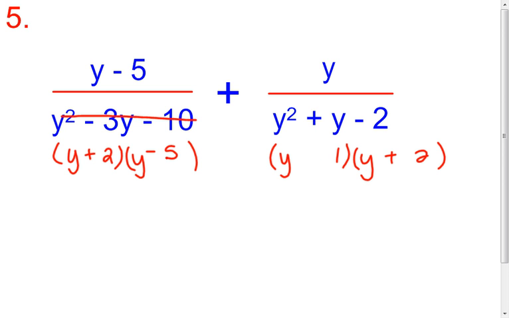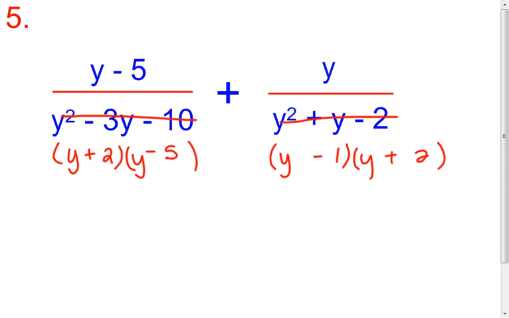It has to be positive 2 and negative 1. And in order to get positive 2 and negative 1, it makes positive 1y in the middle. Okay. So that's how that goes. All right, now if we compare our denominators, you can see that each denominator has a y plus 2 in it.